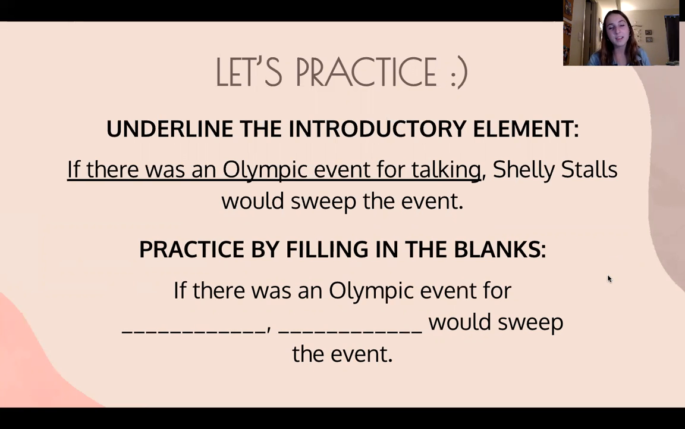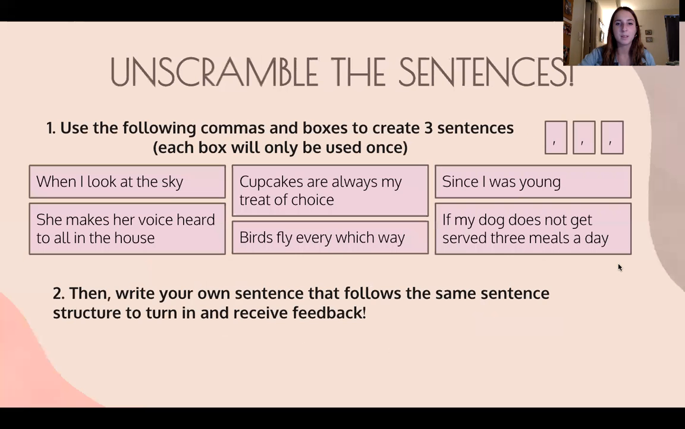Okay, now that we've done that, we are going to practice with one more activity. I would like you to unscramble these sentences. So I've included 6 sentence clauses. Some are dependent, some are independent, like we talked about last class, and 3 commas. So your task is to create 3 sentences based off the boxes that I have here that are complete and contain an introductory element connected to a main clause. And you're going to use a comma to connect the two.